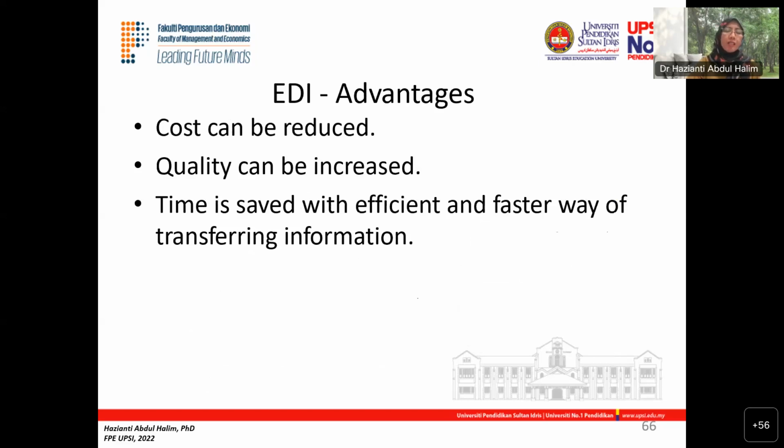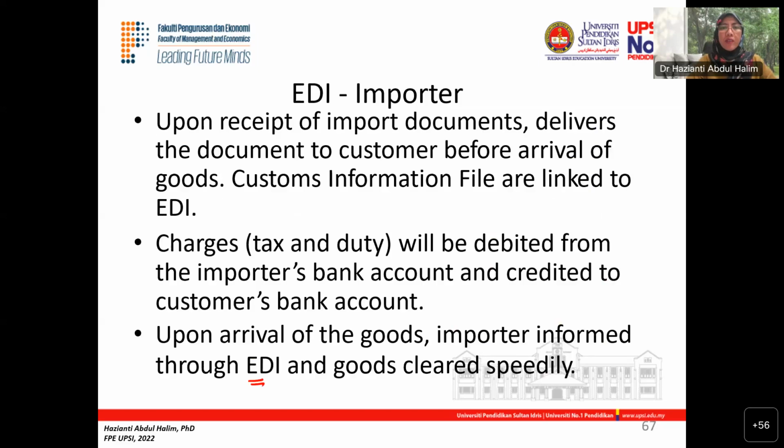Again, the advantage is the same. Whenever you use technology, we're talking about cost saving, quality, convenience and a faster way of transferring information. For importer, this part I can skip, you can all read.